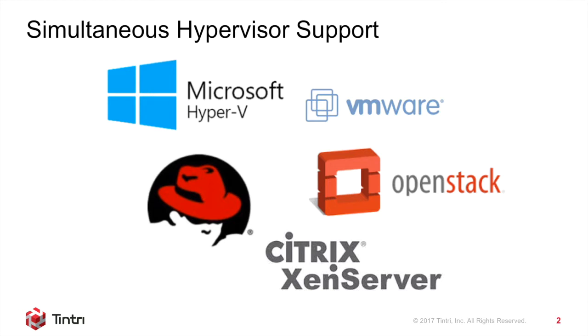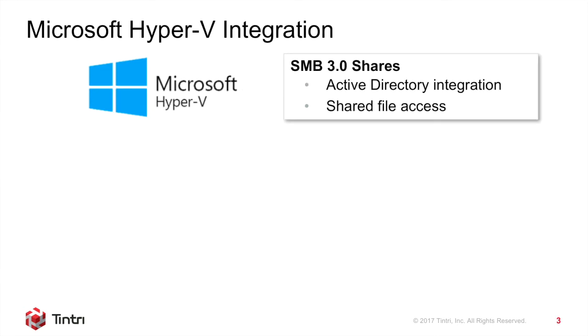Tintri supports the use of multiple hypervisors at the same time. VMware, OpenStack, Citrix, Red Hat, and Hyper-V, for example. Hyper-V on Tintri begins with Active Directory integration. The VM store gets added as a domain computer. The VM store is assigned an SMB hostname. Hyper-V-enabled hosts access SMB shares based on assigned permissions.